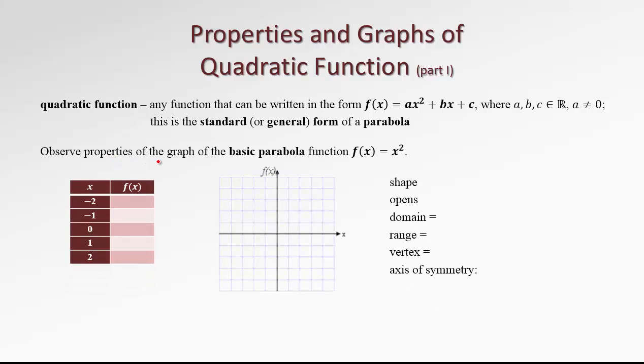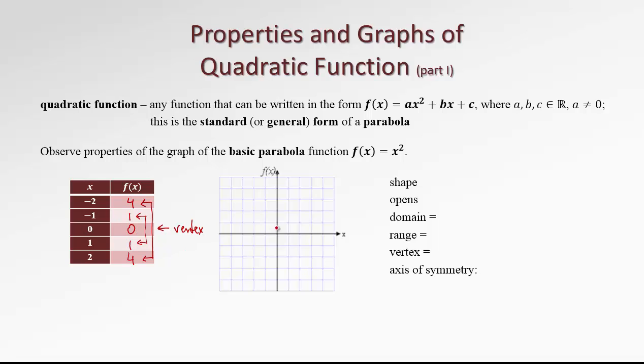Let's observe properties of the graph of the basic parabola function, just x squared. To see the shape of this function, let's develop a few points using a table of values. If x is -2, x squared becomes 4. -1 squared becomes 1, 0 squared is 0, 1 squared is 1, and 2 squared is 4 again. So we have the symmetry here, and that suggests that this point, the central one, is our vertex.